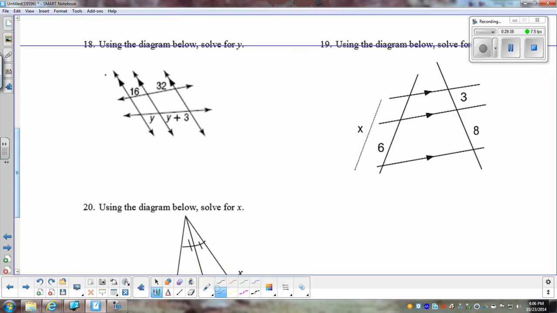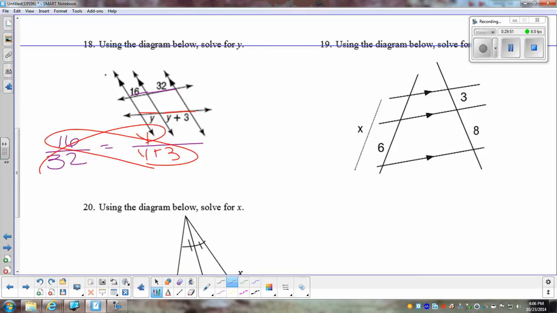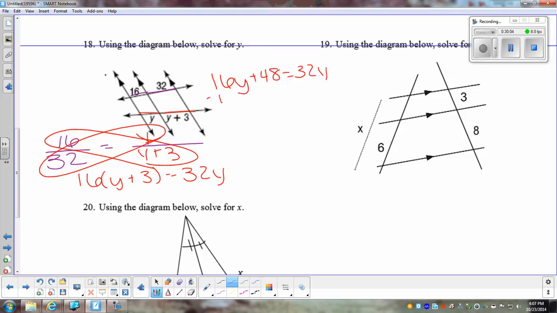18, I need to set up some pieces. I know that 16 over 32 is proportional to y over y plus 3. Cross multiply. 16 times y plus 3 equals 32y. Distribute. 16y plus 48 equals 32y. Subtract the 16y. 48 equals 16y, divided by 16. I get y equals 3.